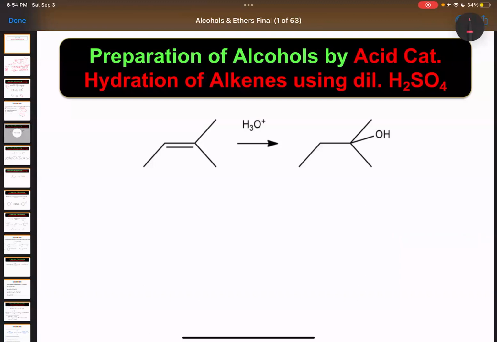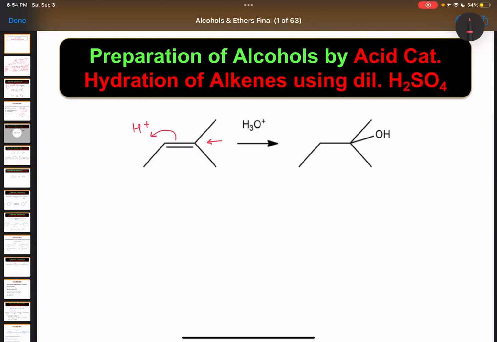Sir, first H plus attacks on the less substituted carbon, and then it develops a carbocation. This one, and that is going to form a more branched carbocation and a more branched carbon, right? Yes. And that will be more stable. Why have we done this? Because we need a more stable carbocation, and the OH is going to come and join in.